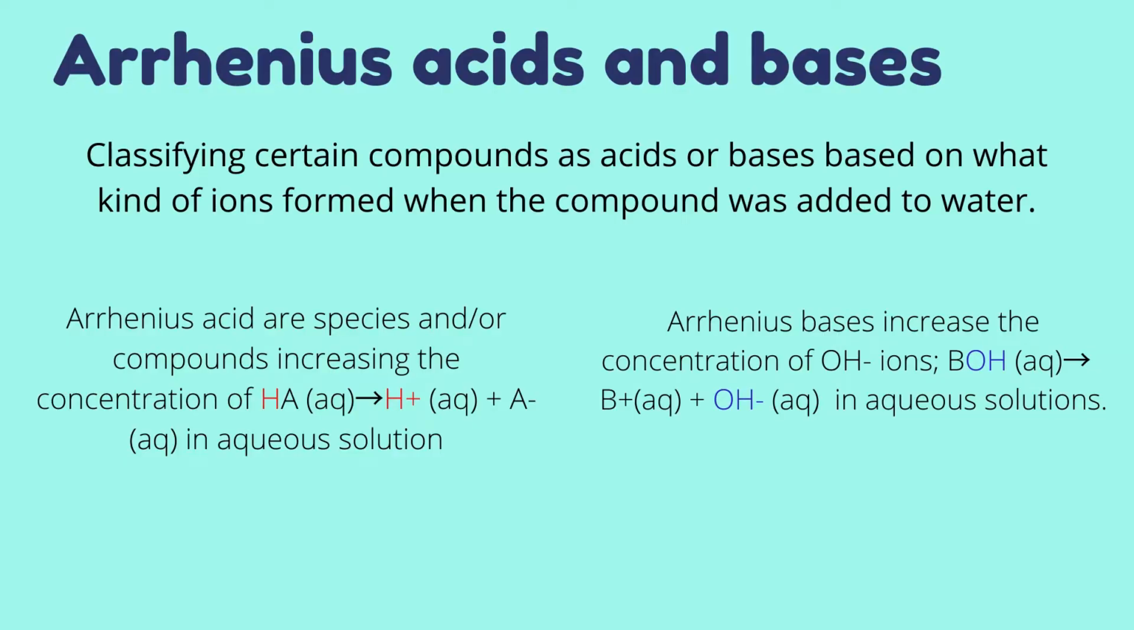Arrhenius acids and bases. It classifies certain compounds as acids or bases based on what kind of ions are formed when the compound is added to water. Arrhenius acids are species and/or compounds increasing the concentration of hydronium ions in aqueous solution, while Arrhenius bases increase the concentration of hydroxide ions in aqueous solution.